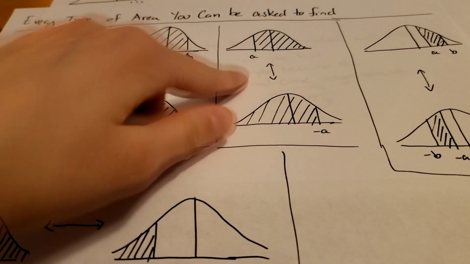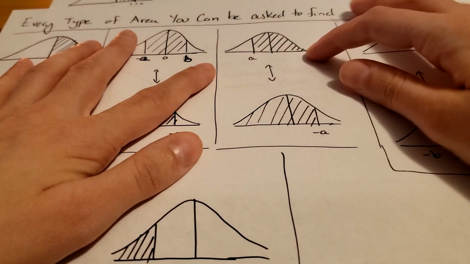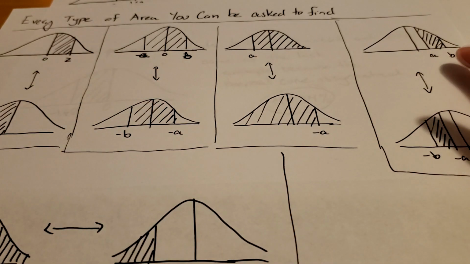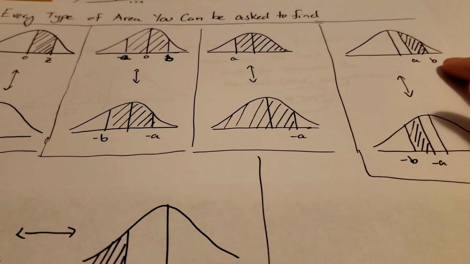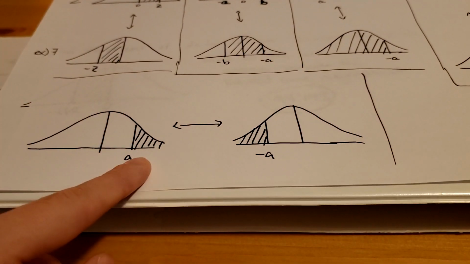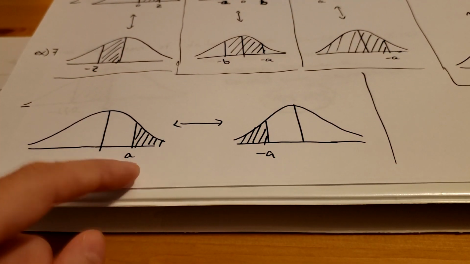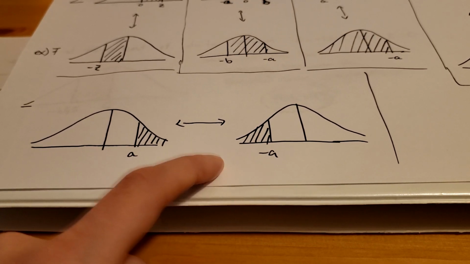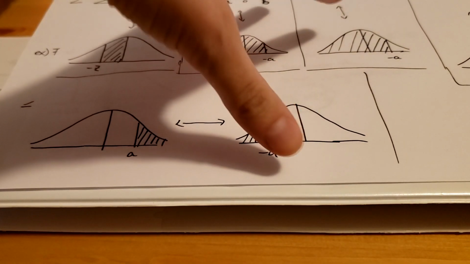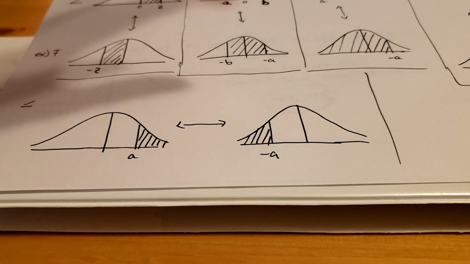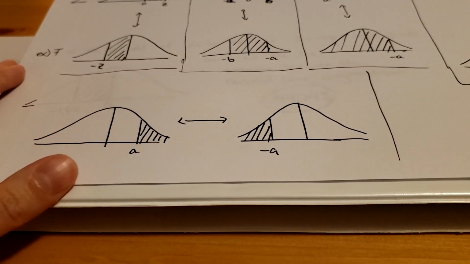They could ask us to find the amount of area to the left of a score or to the right of some z-score. They could ask us to find the amount of area between two positive z-scores or between two negative z-scores. And then again, they could also ask us to find the area to the right of a z-score or to the left of a z-score like this. And these are all going to require different techniques. Obviously, this is the easiest one right now. So next video, we'll talk about what to do with these.